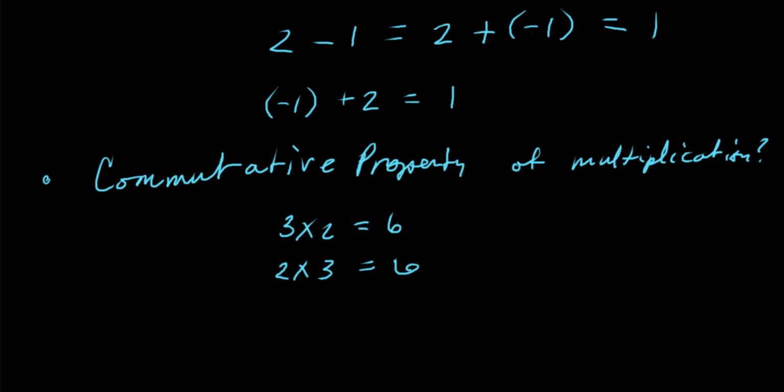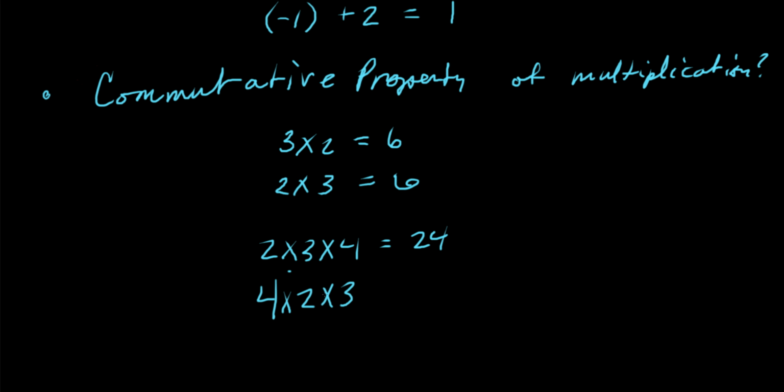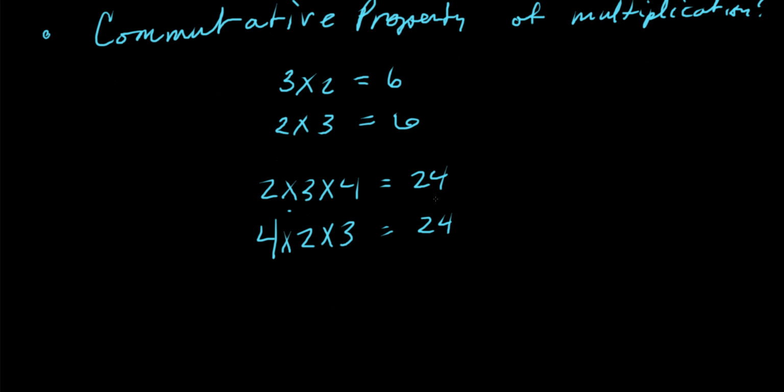Also equals 6. What if we did 2 times 3 times 4? Well, 2 times 3 is 6, times 4 is 24. What if we did 4 times 2 times 3? Well, 4 times 2 is 8 times 3. Well, that's also 24. And we don't have enough time to go around and try every possible combination, but it turns out that the commutative property also works for multiplication.